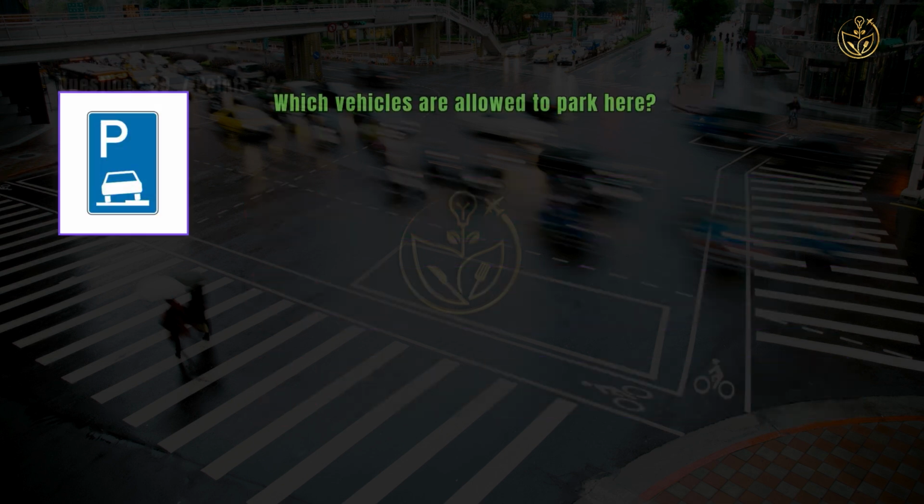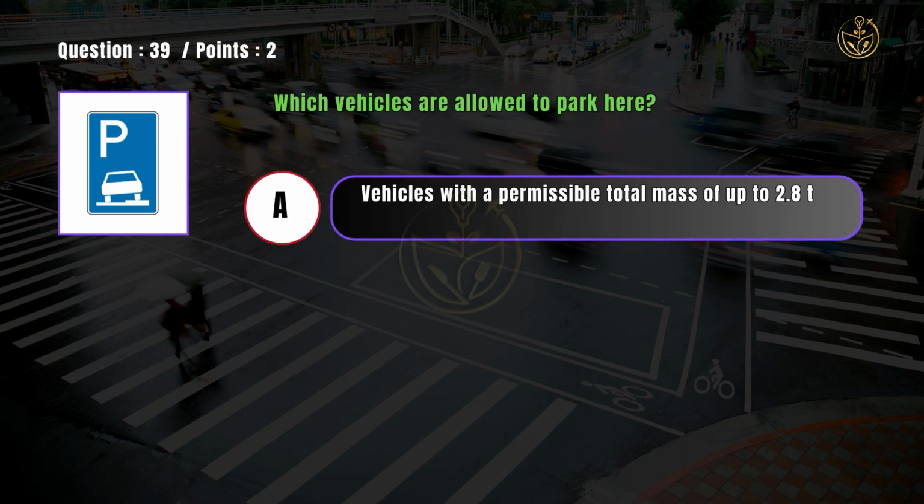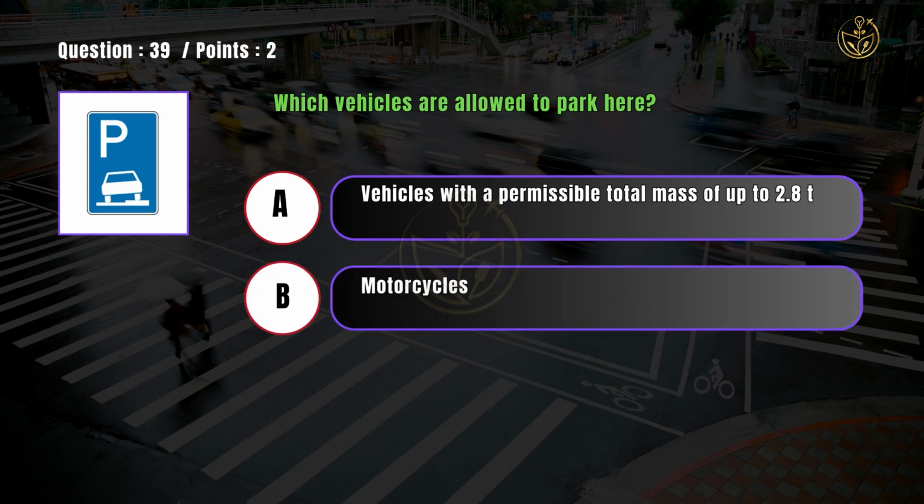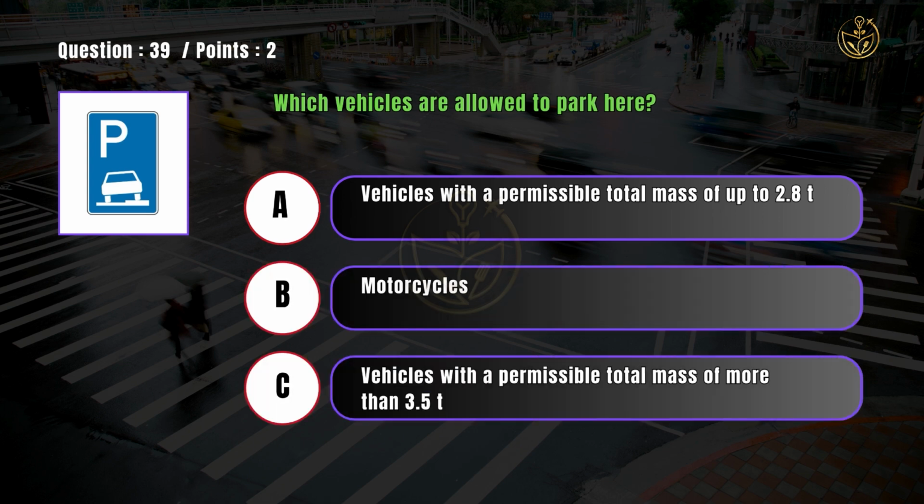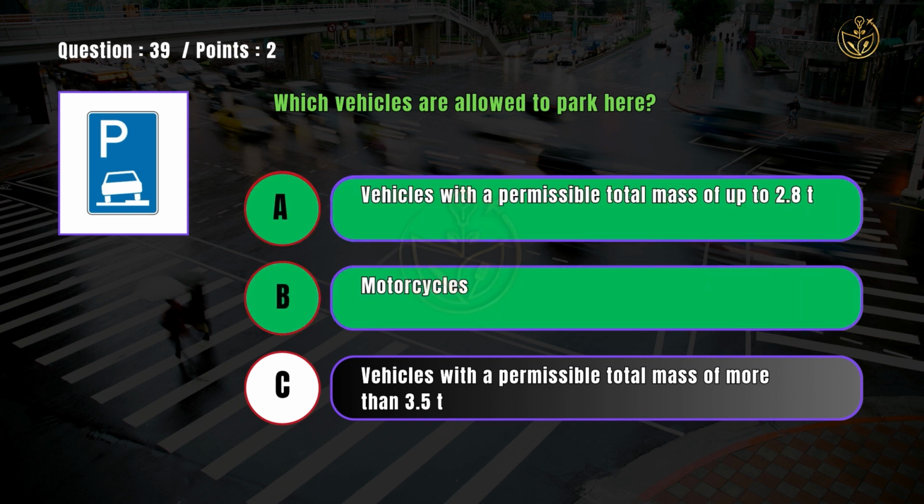Which vehicles are allowed to park here? A. Vehicles with a permissible total mass of up to 2.8 tons. B. Motorcycles. C. Vehicles with a permissible total mass of more than 3.5 tons. The correct answers are A and B. This parking sign permits vehicles under 2.8 tons and motorcycles.